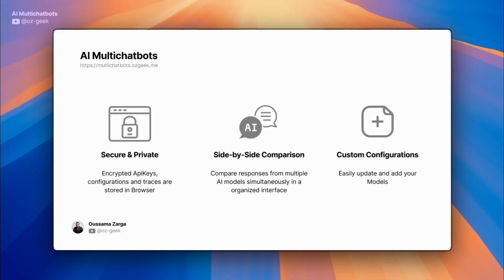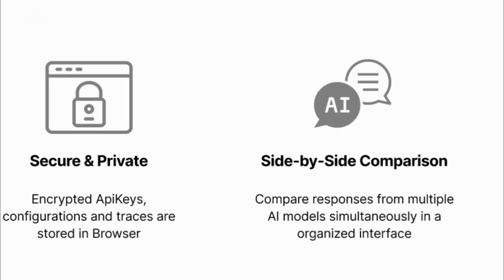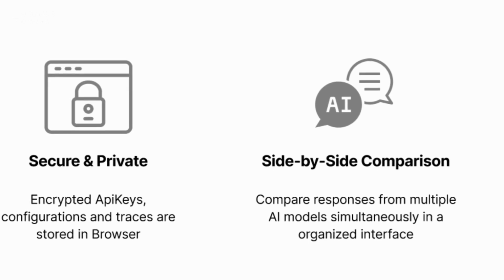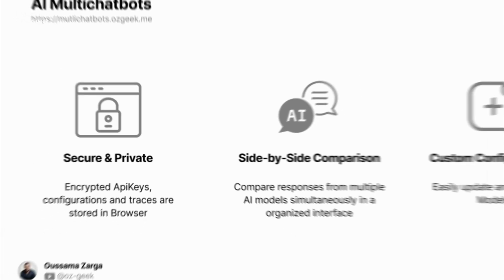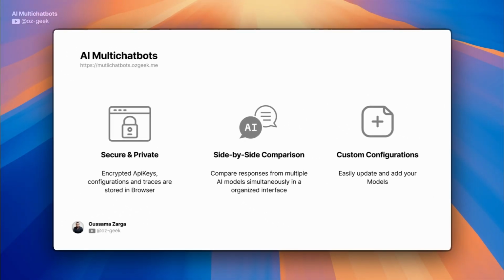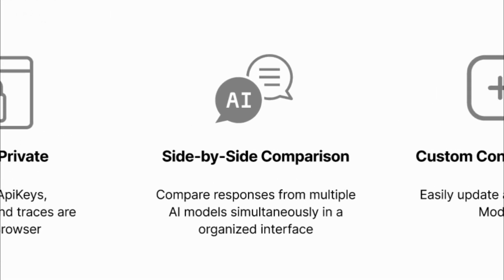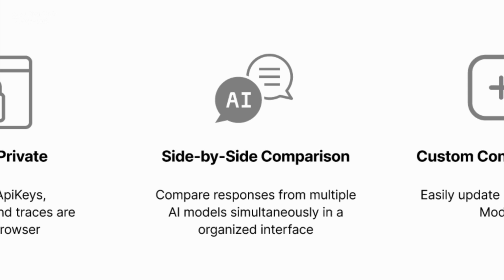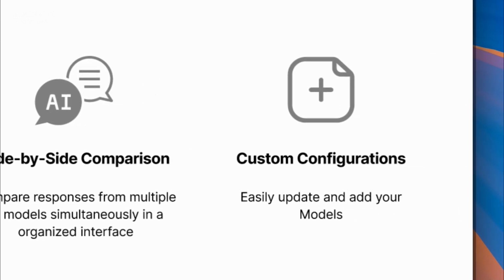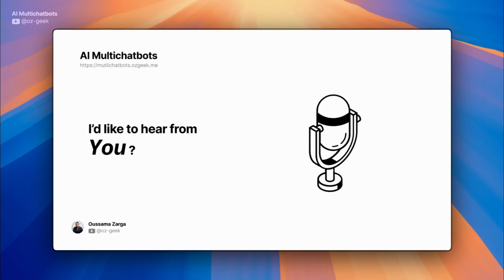As you can see, Multichatbots makes it effortless to compare, analyze, and choose the best responses. Multichatbots provides a secure and private experience by storing encrypted API keys, configurations, and traces of your history in your browser. It also makes it easy to compare models side by side in an organized and clear interface. And you can easily customize model configurations and add your own models.